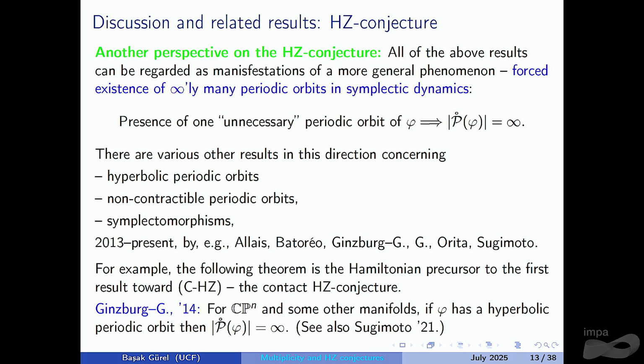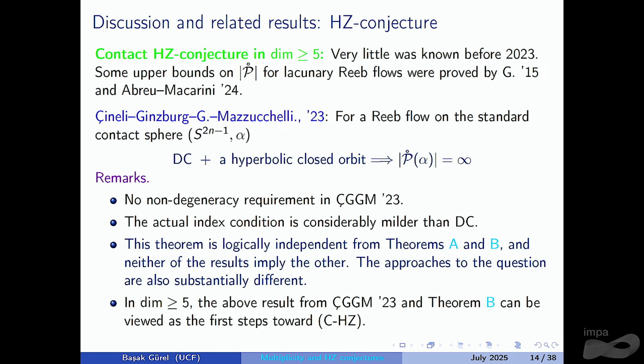Now, the following theorem goes back 10 years. What we think of is perhaps the first result in the Reeb HZ direction. This theorem said that for CPn, if you have one hyperbolic orbit, then you have infinitely many. Now let's move on to the Reeb HZ conjecture.